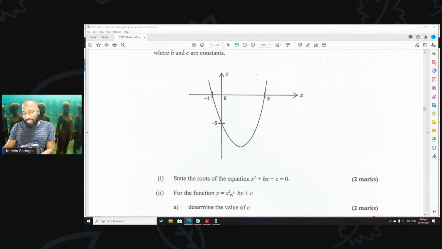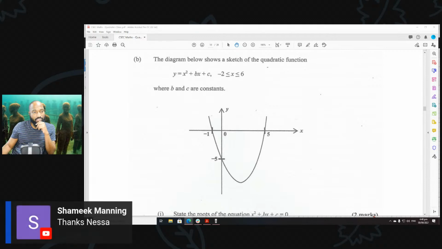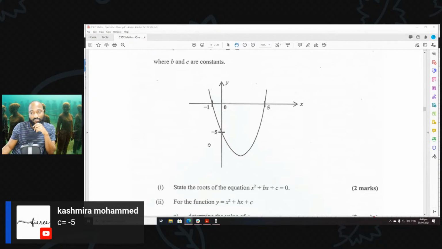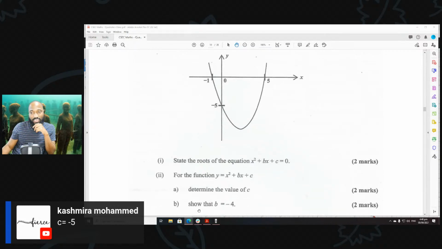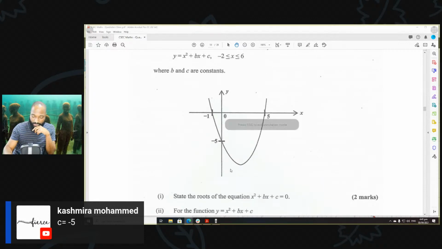For the function y is equal to x squared plus bx plus c, determine the value of c. Now, what's the value of c then? Think about it. What's the value of c? And Kashmir has it here. It must be -5. c is the y-intercept. When it's in this normal form, c is the y-intercept, and -5 according to the graph. So for the function, c is -5, and they say show that b is -4. So let me do both of them. So c here must be -5, and we have the roots. We have the roots. x is equal to -1, or x is equal to 5.